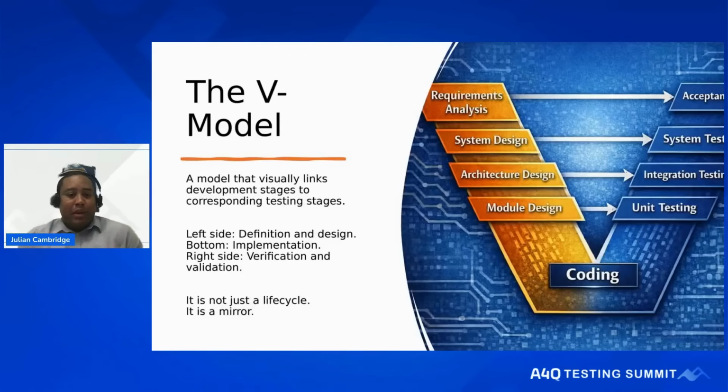Diagram comes back up again. It's not just the life cycle, it's a reflection. And this is where you've got the arrows going from left to right to say, well, these test bases on the left will provide information for test activity on the right.